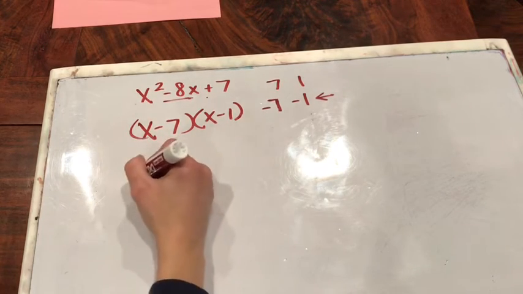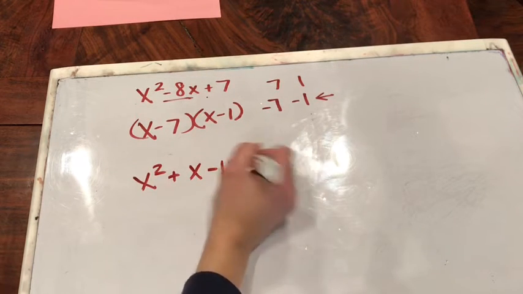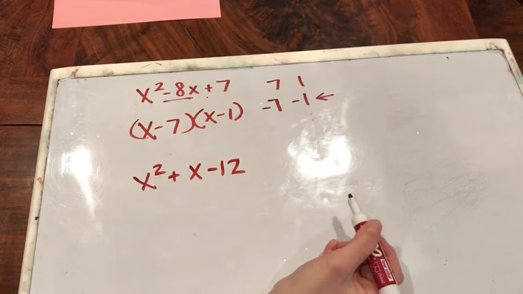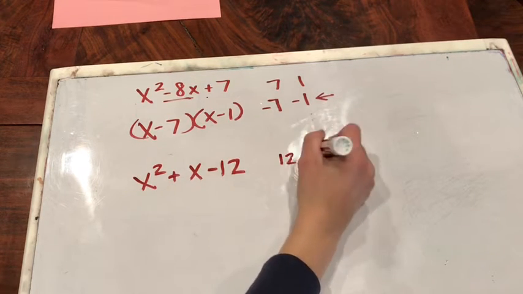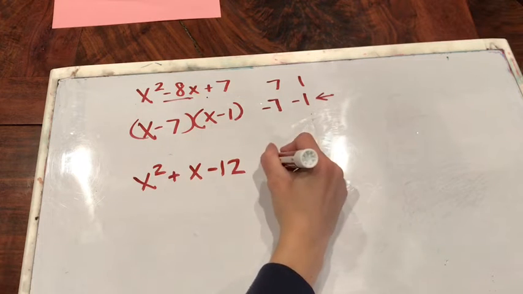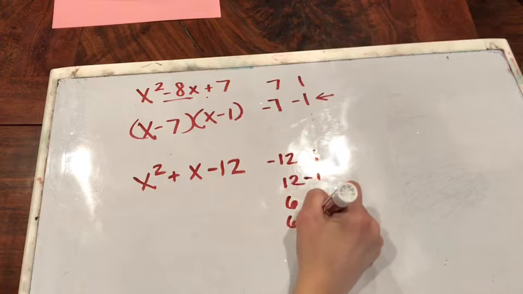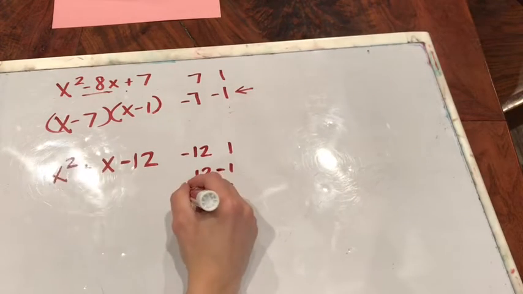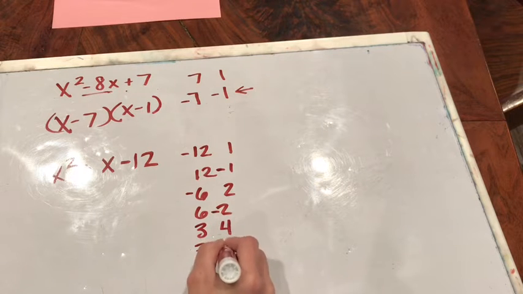All right, let's do example 4. All right, 12 has lots of factor choices, and a -12 means I can go either way. So I have 12 and 1. I have 6 and 2. And I have 3 and 4.